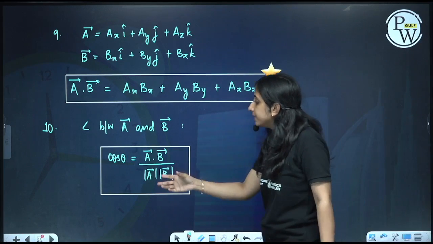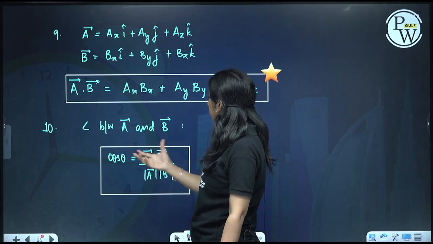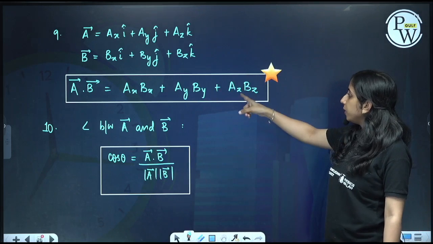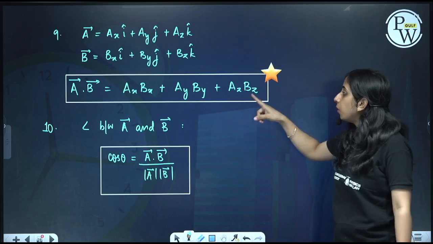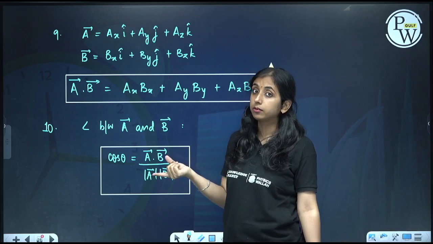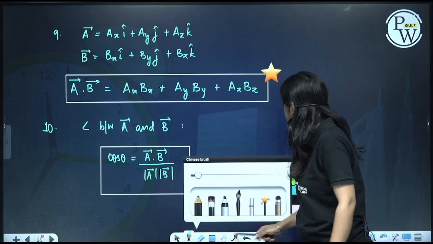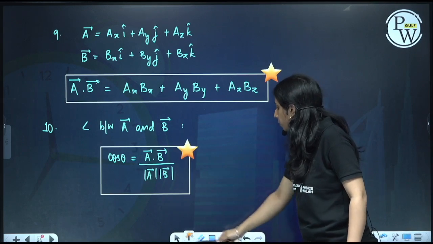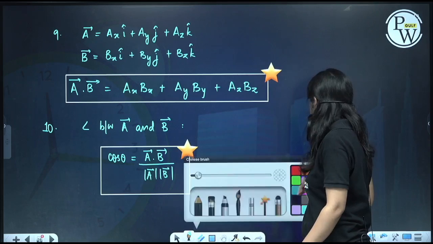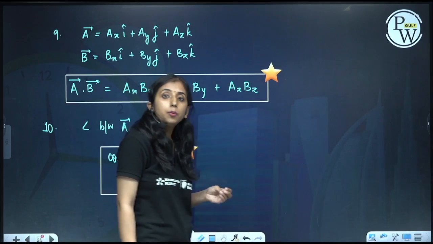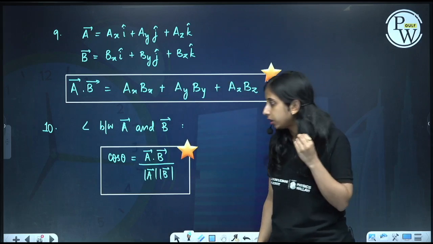A dot b is ab cos theta, so cos theta will be a dot b by a magnitude into b magnitude. Now we know how to calculate a dot b, we know how to calculate a magnitude, how to calculate b magnitude. Put in this formula and we can get the angle between two vectors. This is a very important result. So these are all the properties of dot product.